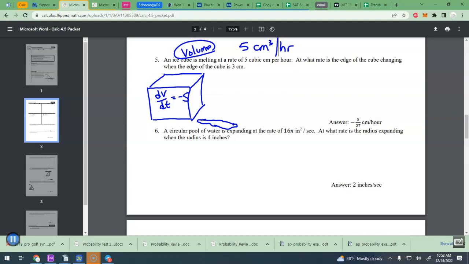And then what rate is the edge changing? So I need a formula that relates the volume of a cube and the edge of a cube. Well, if that's my edge, that's also my edge, and that's also my edge. What's the volume of that cube? The edge cubed. That's why it's called a cube. There's your start.